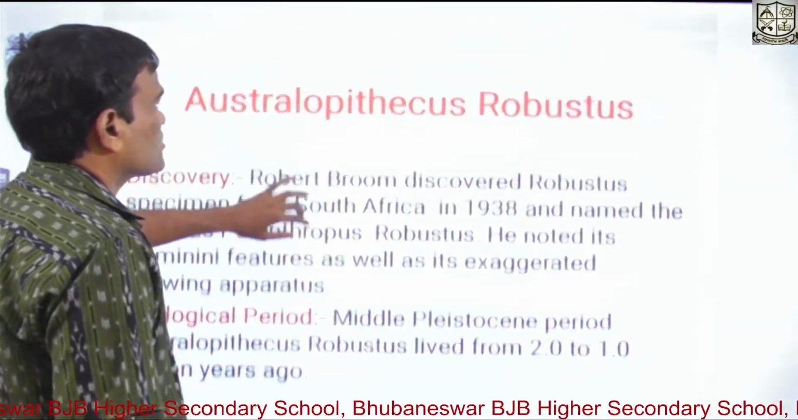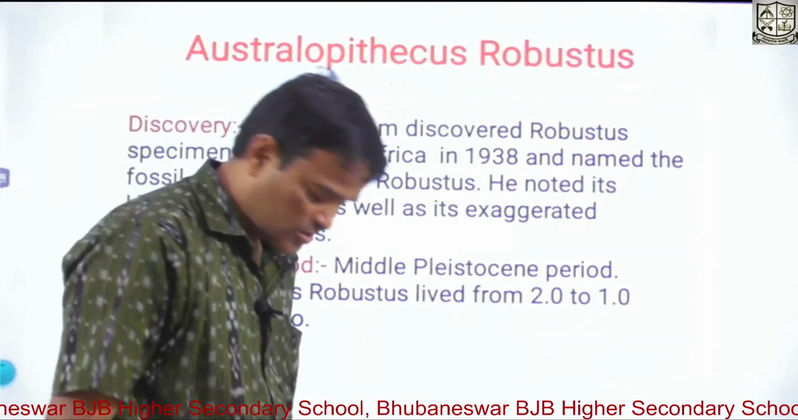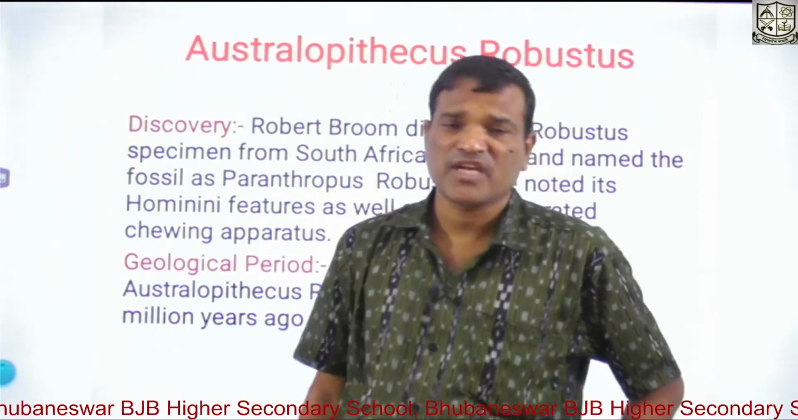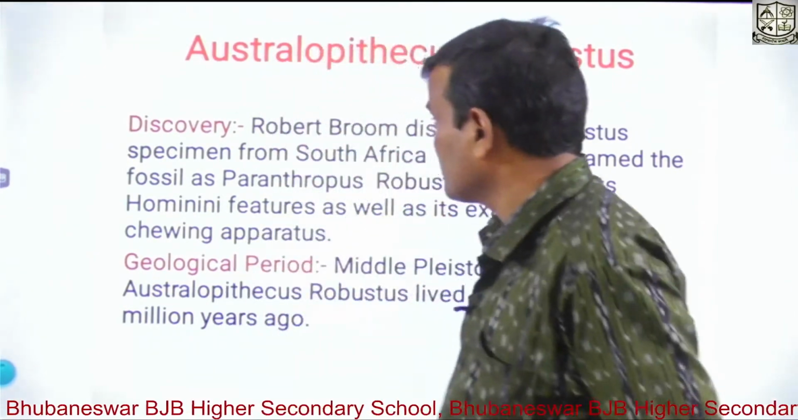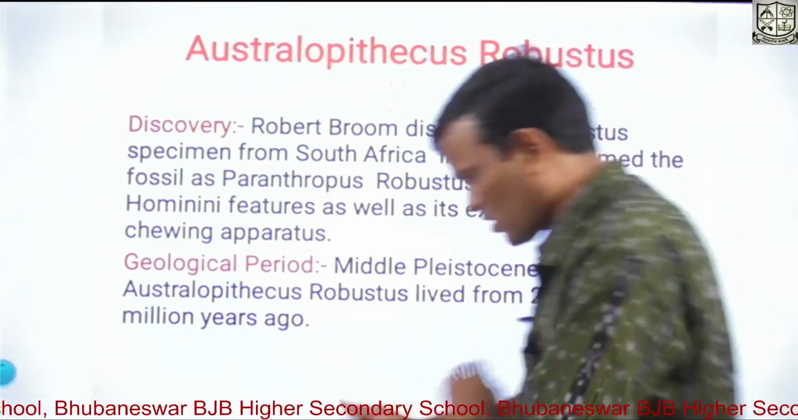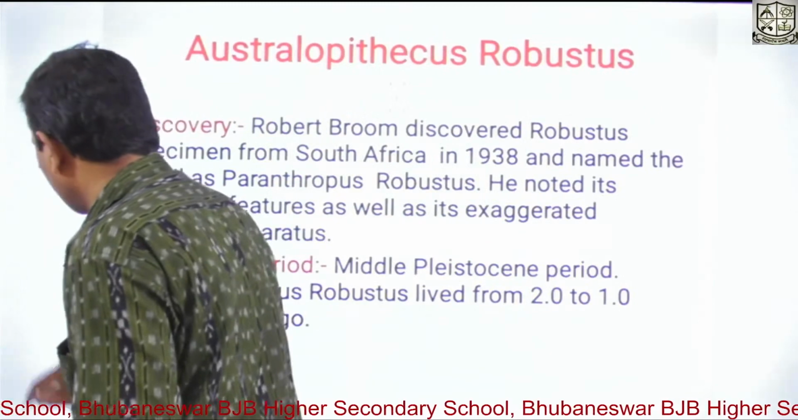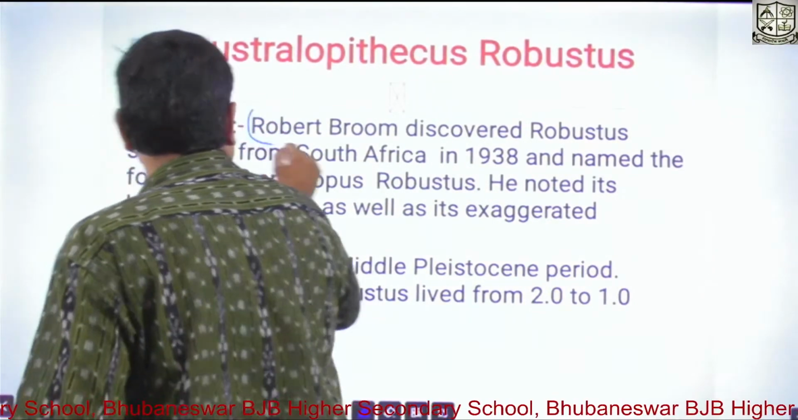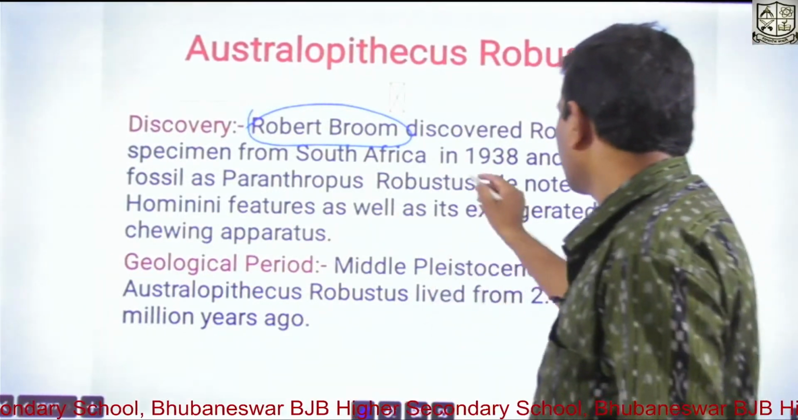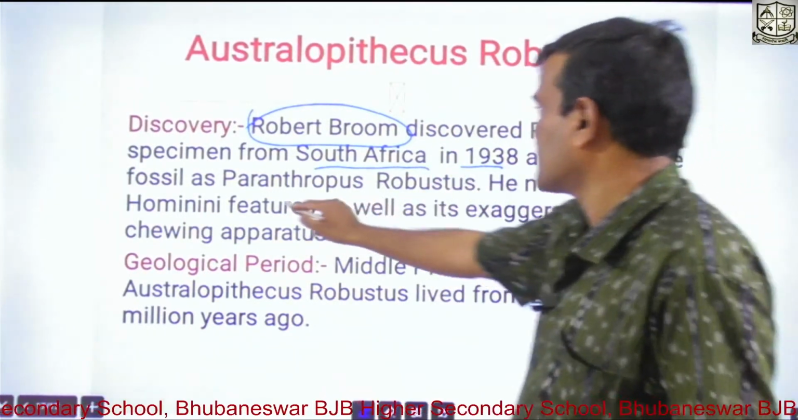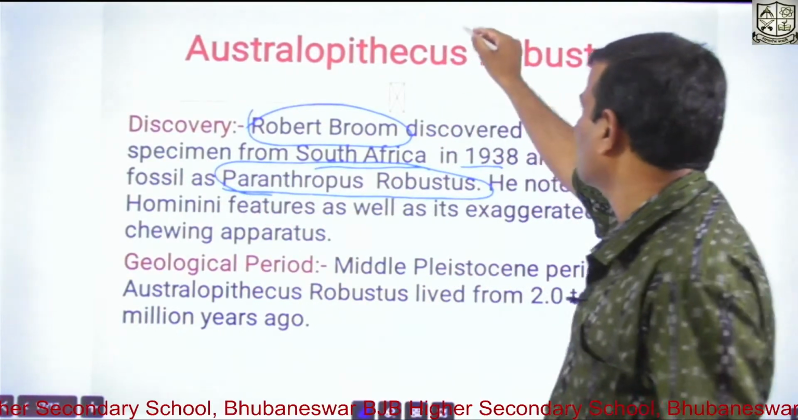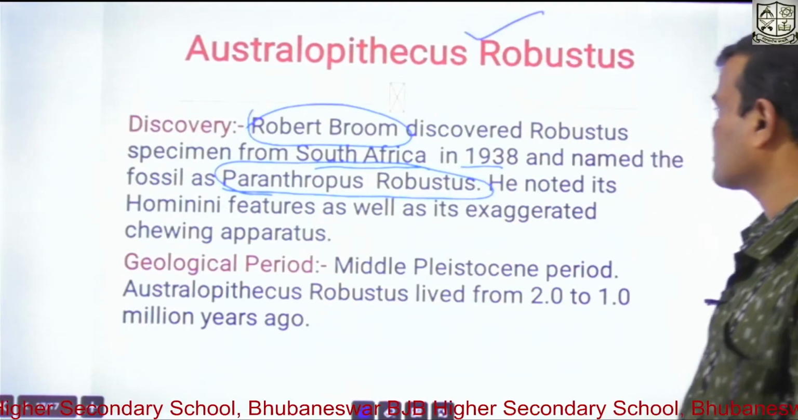So let us discuss Australopithecus robustus. We discussed Australopithecus africanus and Australopithecus boisei, and now we come to Australopithecus robustus. Australopithecus robustus was discovered by Robert Broom in South Africa in 1938, and he named the fossil Paranthropus robustus.